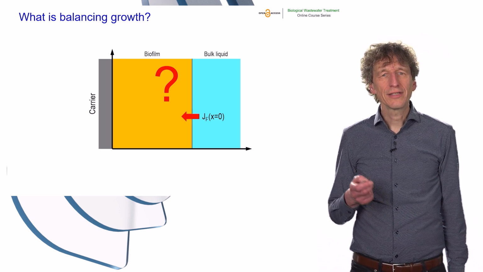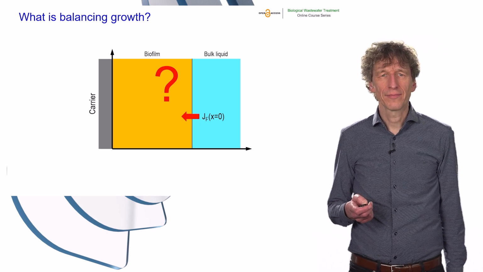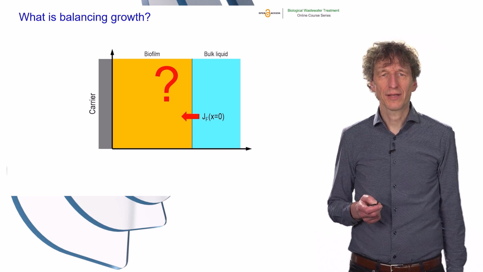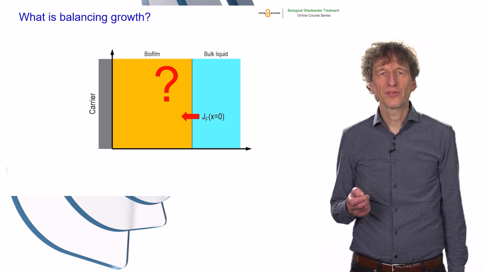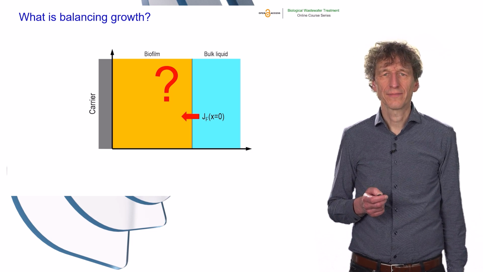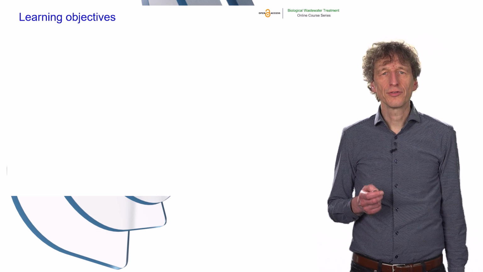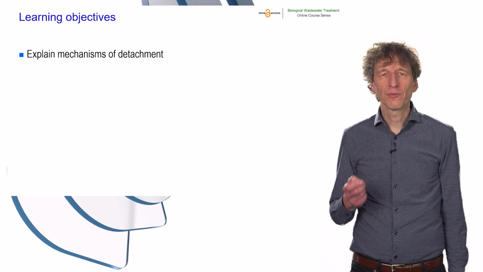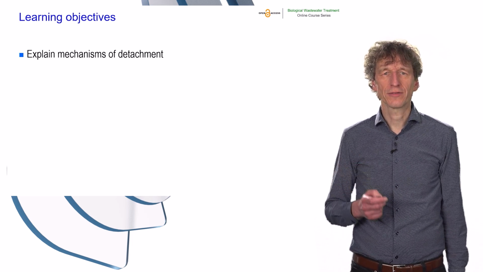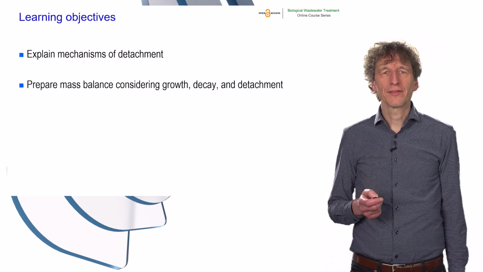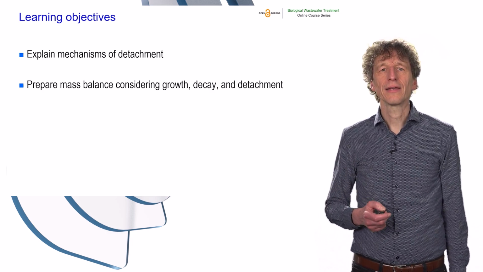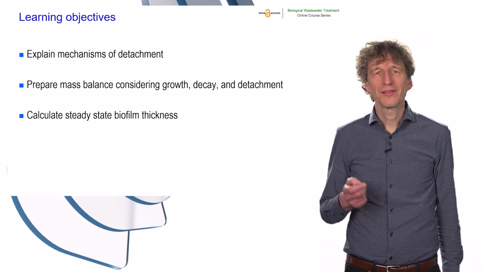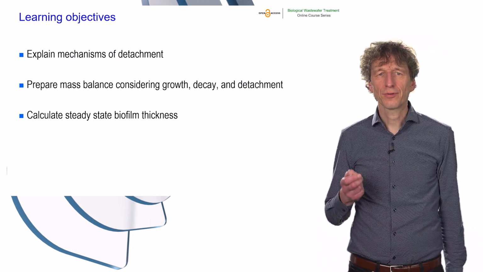On one hand, there are decay processes that balance growth. But in addition to decay, there must also be detachment processes balancing growth. This module is focused on these detachment processes. At the end of this lecture, you should be able to explain different mechanisms for the removal of biofilm, i.e. detachment. Prepare a material balance considering growth, decay, and detachment. And to use the material balance to calculate steady-state biofilm thickness predictions.